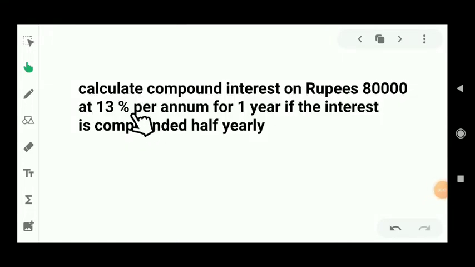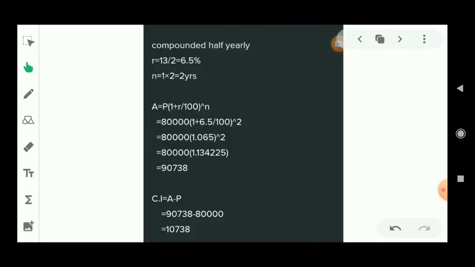The next question is, calculate compound interest on rupees 80,000 at 13% per annum for 1 year if the interest is compounded half yearly. Let's see the solution of this question. As I told you in the class when I explained chapter number 3, when compounded half yearly, the rate should be divided by 2 and the time should be multiplied by 2. When we divide the rate by 2, it will be 6.5%, and when we multiply the year by 2, it will be 2 years.